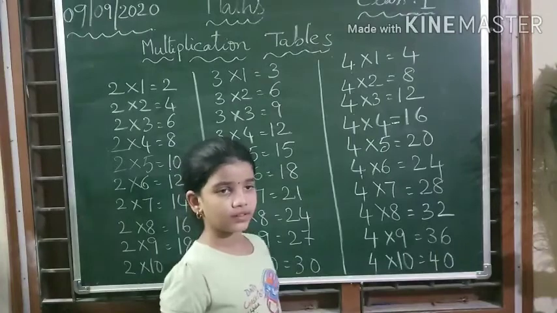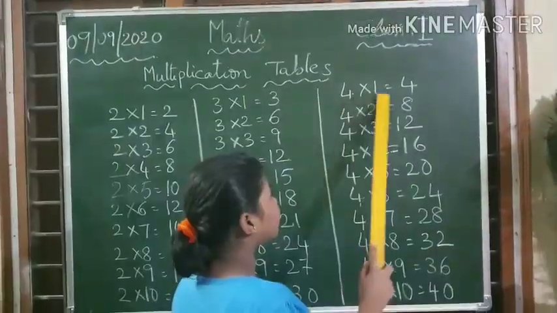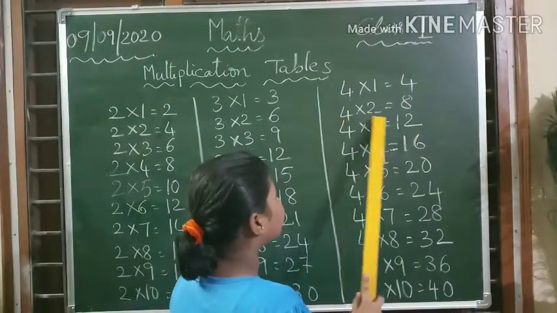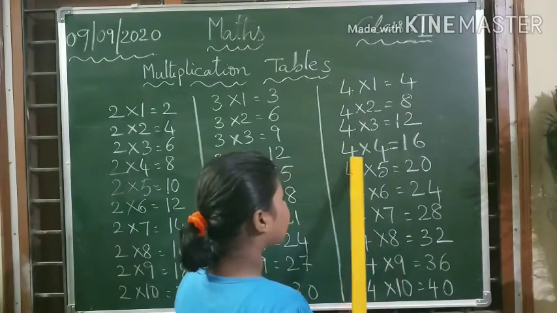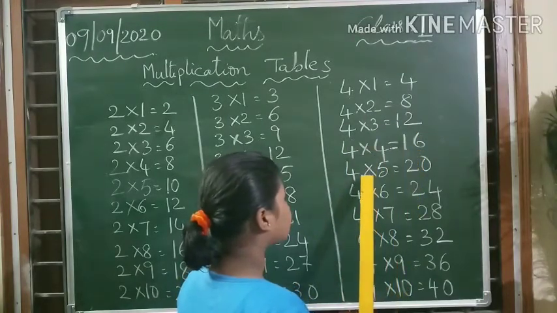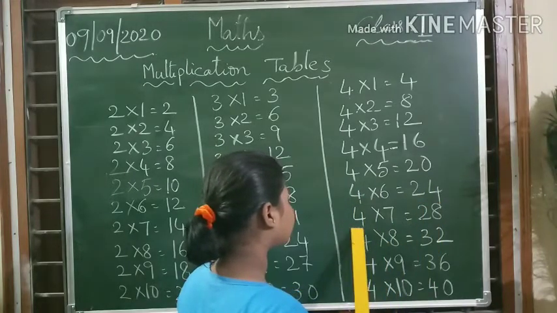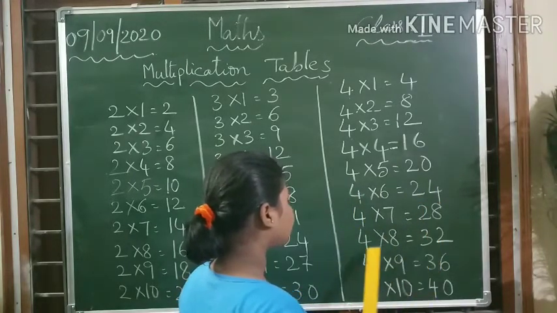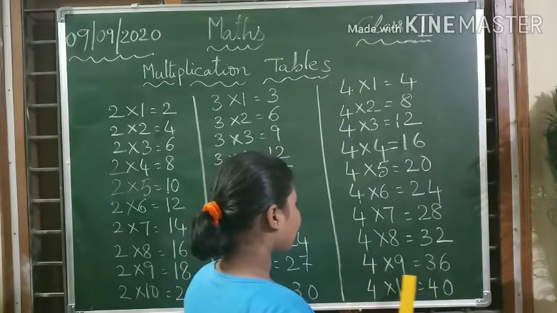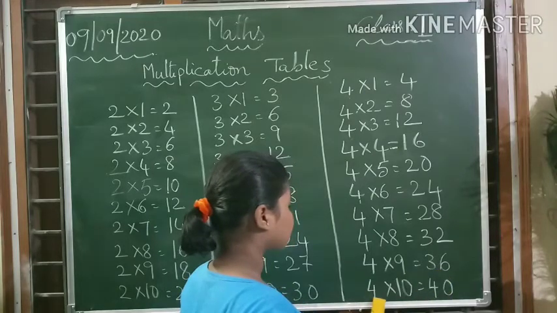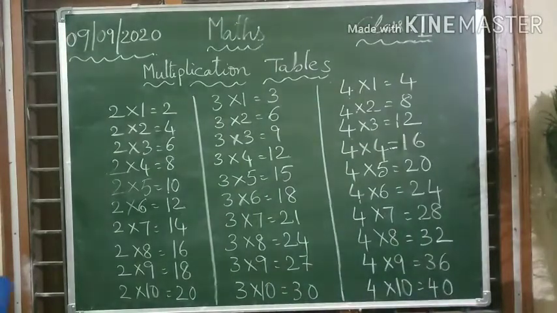Very good, ma. Sai, come and say, ma. 4 ones are 4, 4 twos are 8, 4 threes are 12, 4 fours are 16, 4 fives are 20, 4 sixes are 24, 4 sevens are 28, 4 eights are 32, 4 nines are 36, 4 tens are 40. Titiksha, come and say, ma.